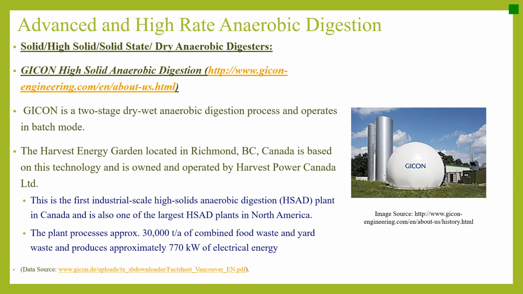The Harvest Energy Garden, located in Richmond, BC, Canada, is based on this technology and is owned and operated by Harvest Power Canada Limited. This is the first industrial-scale high-solid anaerobic digestion plant in Canada and is also one of the largest plants in North America. The plant processes approximately 30,000 tons per annum of combined food waste and yard waste and produces approximately 770 kilowatt of electrical energy. And this is an image of the system.